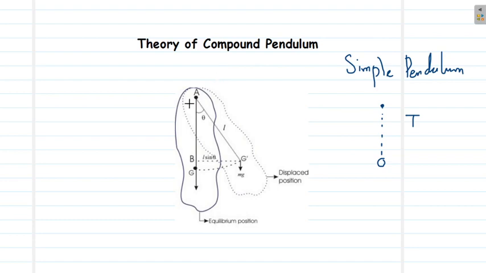So as we all know, a compound pendulum has a distributed mass and it is not like a simple pendulum where we have in fact a point mass. So this is the distributed mass that we have, and this is suspended from one particular point, like maybe an axis that is passing through this point, and this point is called the point of suspension.